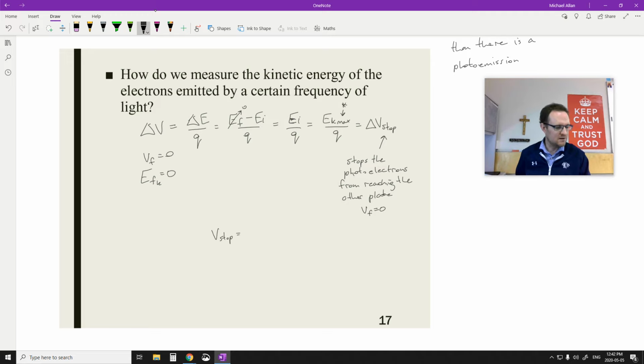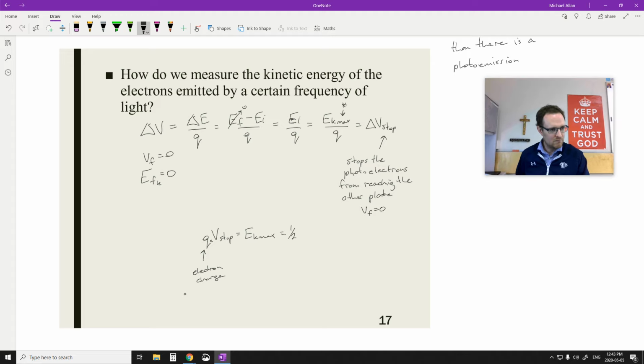but you notice on the formula sheet it's not there. V stop times Q is equal to EK max. So I'm just going to rearrange it, times the Q up to the other side. Because this is always about electrons, there's a little QE here on the formula sheet. You'll see it on there too. There's a little subscript E there for electron. So this is always about electrons. Electron charge, stopping voltage, and the EK max.